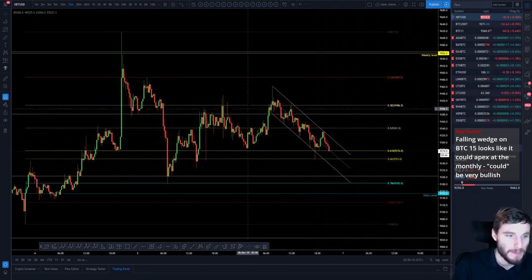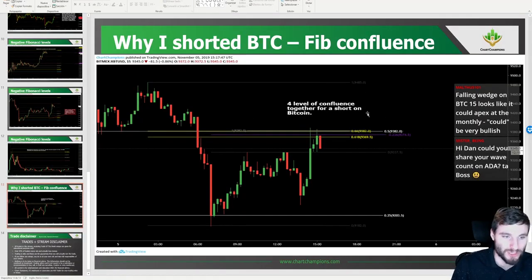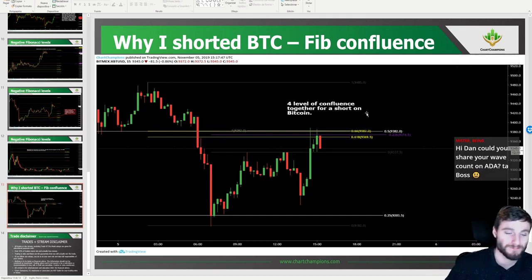So yeah, I mean, that is why I was so happy with this short. Why I was comfortable giving myself a wide stop, and why I was comfortable adding up to 9450, or just above 9450, because we then had a secondary champions channel above this one, so it's just like so many reasons to short Bitcoin yesterday.